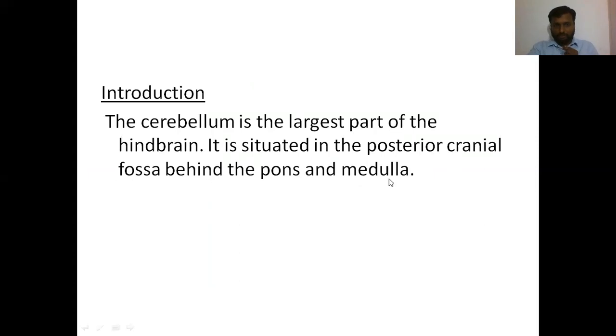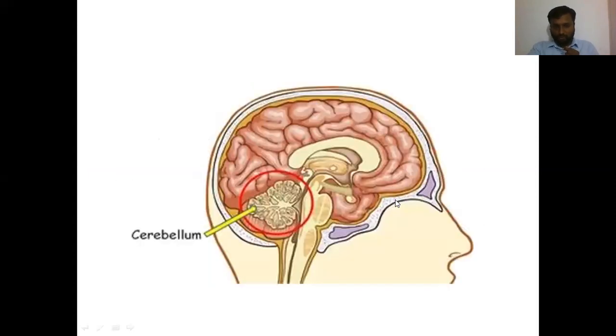The nervous system is divided into two parts: the central nervous system and the peripheral nervous system. The central nervous system has two parts: the brain and the spinal cord. First, we are going to the brain. The brain has three parts: the forebrain, which includes the cerebrum, then the midbrain, a small connecting part, and then the hindbrain.